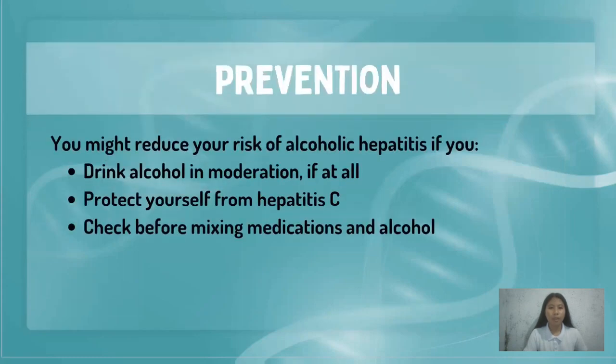Prevention. You might reduce your risk of alcoholic hepatitis if you drink alcohol in moderation, if at all. For healthy adults, moderate drinking means up to 1 drink a day for women of all ages and men older than 65, and up to 2 drinks a day for men aged 65 and younger. The only certain way to prevent alcoholic hepatitis is to avoid all alcohol.